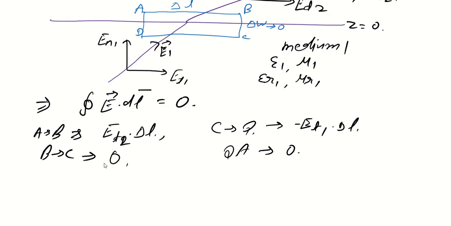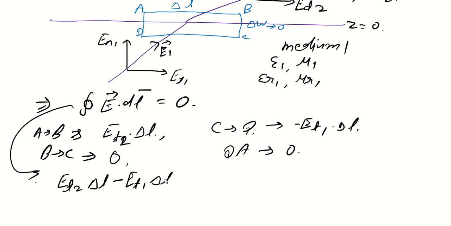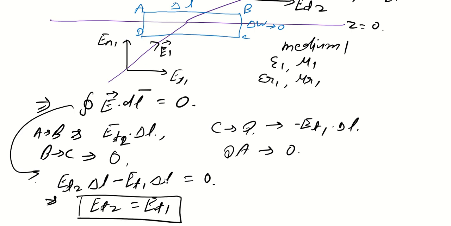Now adding all four integrals, the closed integral of E dot dl equals 0. From the left side we get ET2 delta L minus ET1 delta L, which equals 0. So we get ET2 equal to ET1. From this relation we see that the tangential component of the electric field on the interface is continuous. That is, there is no change in the electric field as it moves from medium 1 to medium 2.